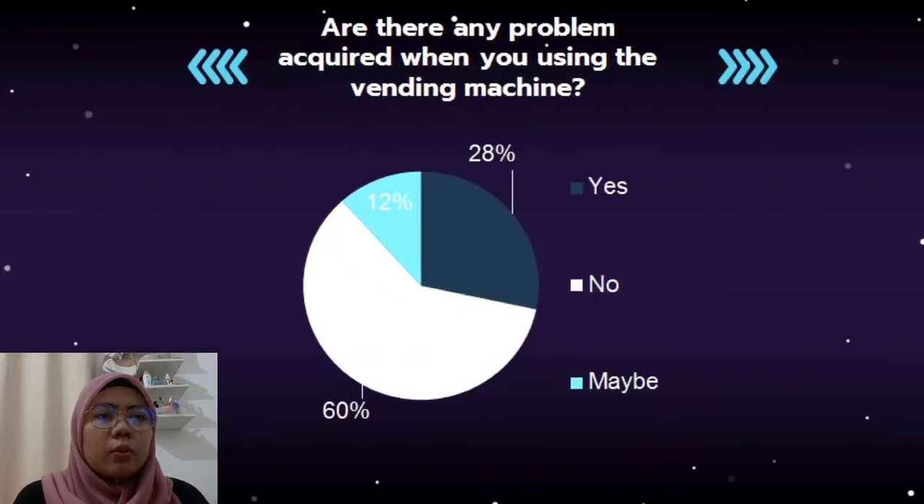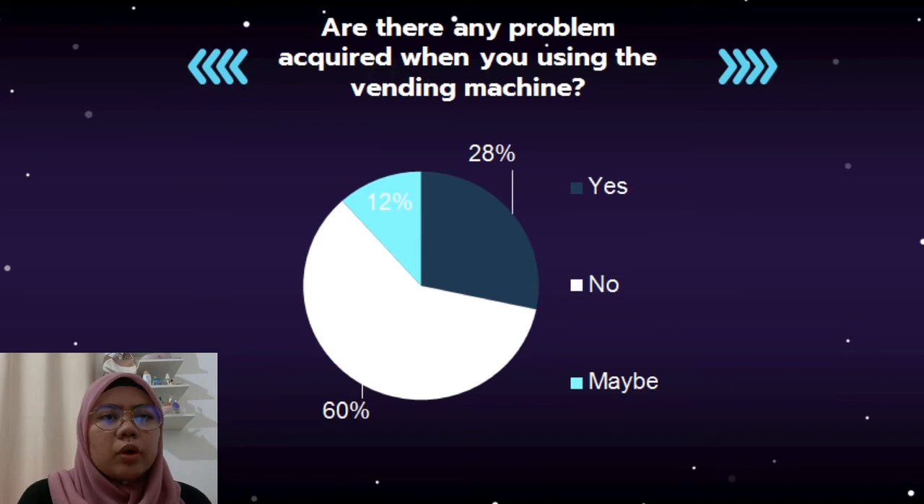So we asked them whether there are any problems when they use the vending machine. Even though 28% of the respondents answered yes, there is still more room for improvement so that people won't face any kind of problem when they use a vending machine.